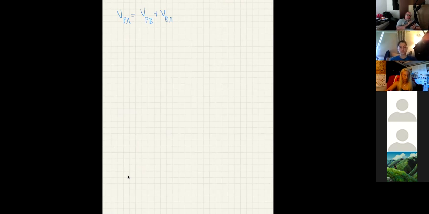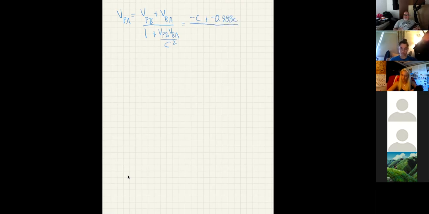I just need the velocity of ship B with respect to A, which is what we solved for last time. And then I'm just going to do it relativistically here. So it's 1 plus VPB VBA over C squared. Well, that turned out like crap. Okay. So in this case, I know the velocity of the photon as seen by B is negative C. And the velocity of ship B as seen by A is negative 0.988C.